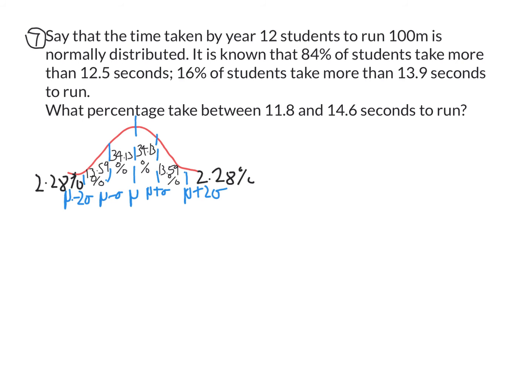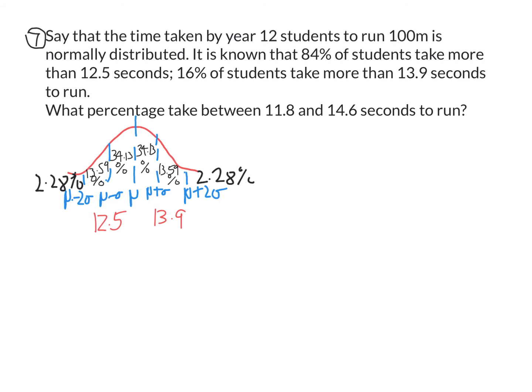So when we're finding two unknowns at once, you should think simultaneous equations. We're going to set up two equations to find two things at once, i.e. mean and standard deviation. So it says 84% of scores are above 12.5. Well, we know that 84% of scores are above one standard deviation below the mean. So 12.5 is one standard deviation below the mean. Now we know that 16% of students take more than 13.9. Well, 16% are above one standard deviation above the mean, because these two add to about 16%. So 13.9 is one standard deviation above the mean.